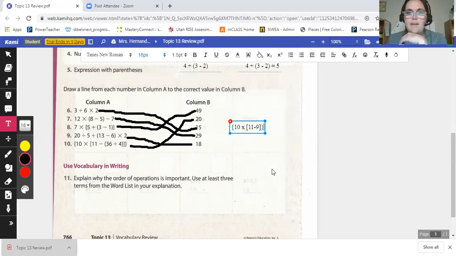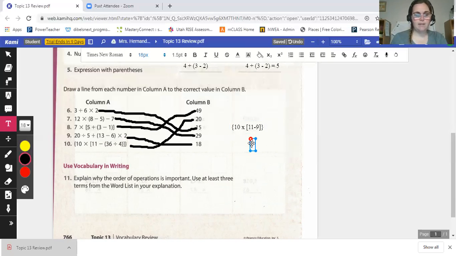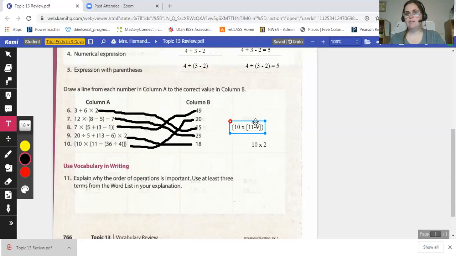Okay, now inside of these symbols, I've got brackets, and then outside I've got braces. So I'm going to do the brackets next. 11 minus 9, that's 2. And then I've got the 10 times still here. And now I know my last one is 10 times 2 is 20. And I just proved it all right.